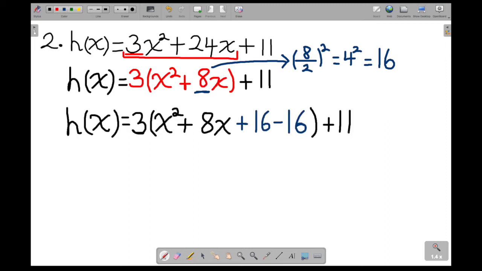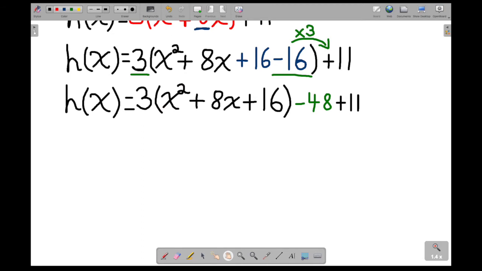The next step is to take the result from that step, which is 16 here, and add it into the bracket. When you add it in, remember to add and minus the number, so that you won't change the equation itself, because the two numbers, add and minus, will cancel out.